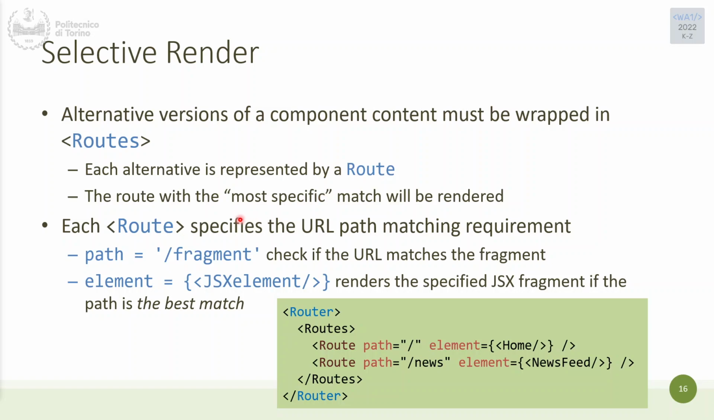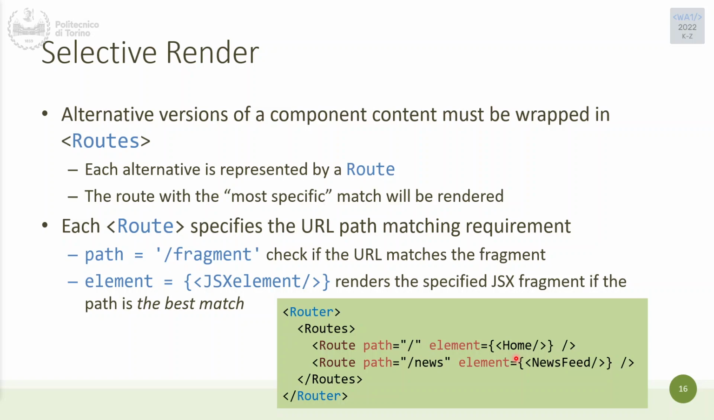So each route specifies the URL path matching requirement, and the main props that you have to pass to the route are the path, that is the URL that should match, and a JSX element that will be rendered when the best match occurs. So again, as we already saw when we developed components, when we return something, it is always important that here you put only a single component. You cannot specify several JSX elements, but you have to return just one.